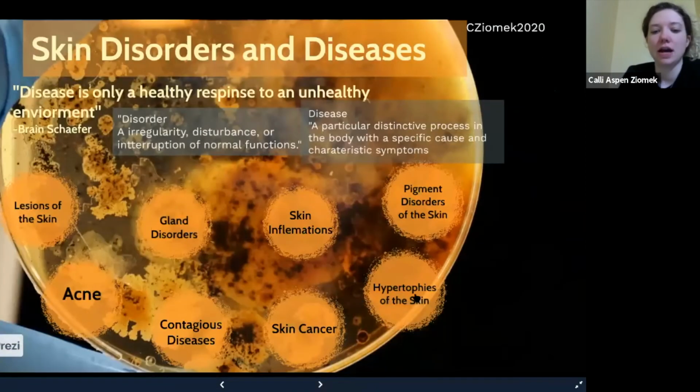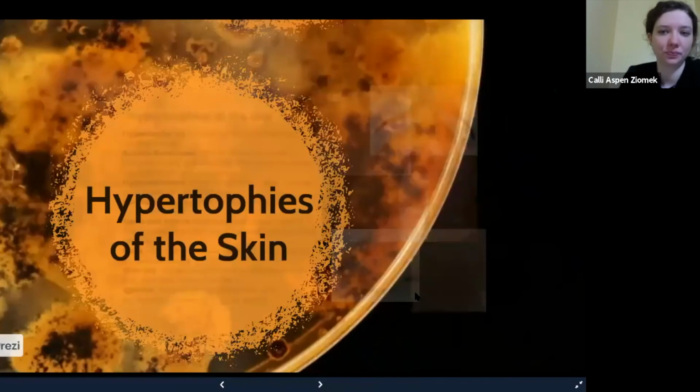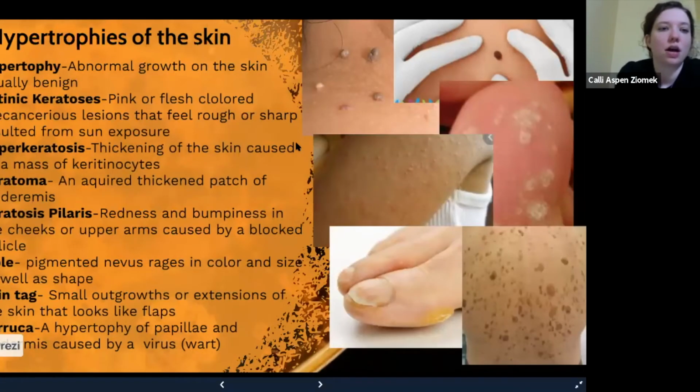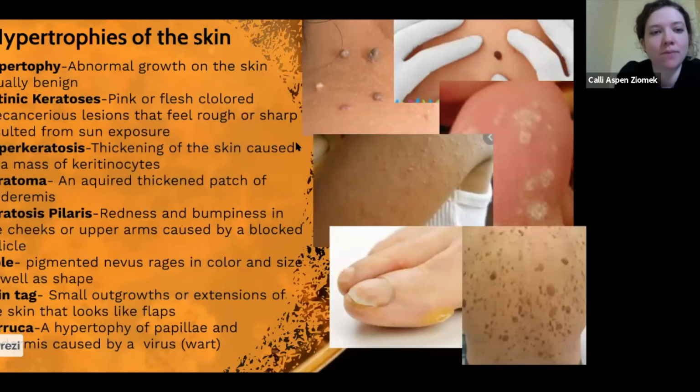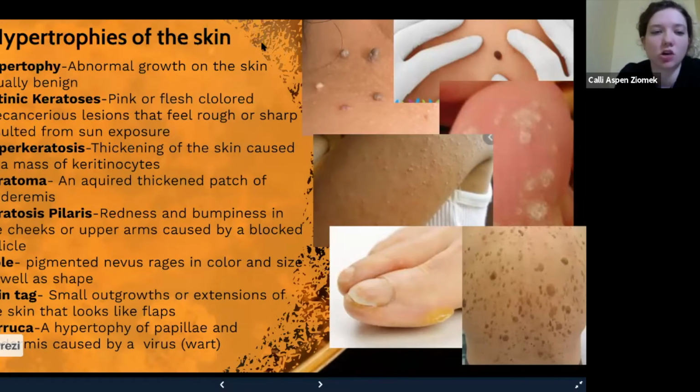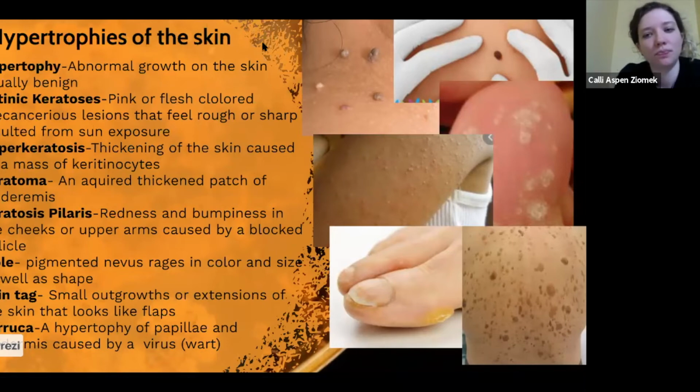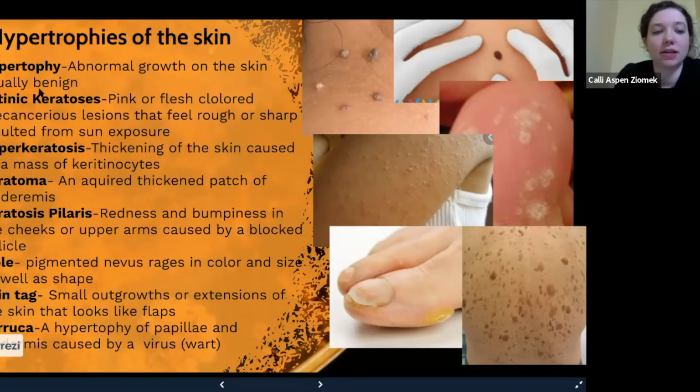Then you have the hypertrophies of the skin. So a hypertrophy is an abnormal growth on the skin, and it is usually benign, which means non-cancerous, not actually going to hurt you, but something that's generally uncomfortable. So you have Actinic Keratosis, which is pink or flesh-colored precancerous lesions that feel rough and sharp, resulting from sun exposure.